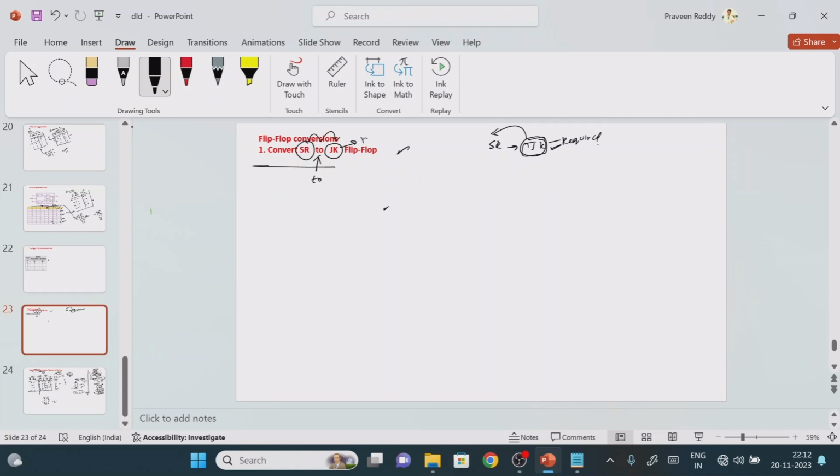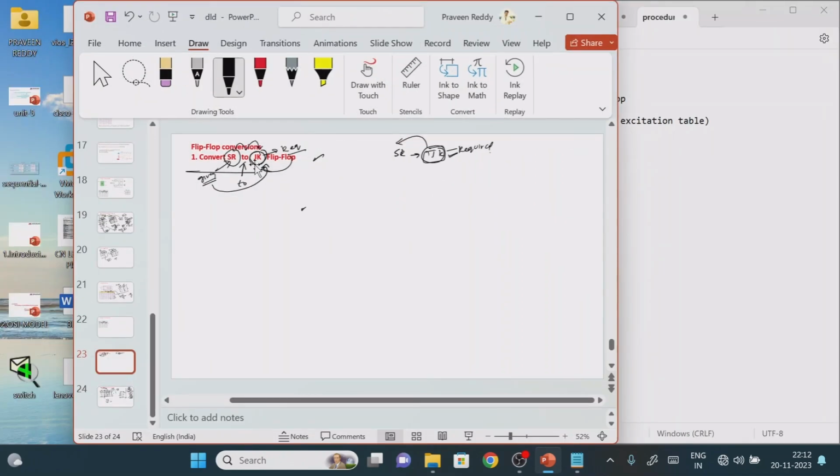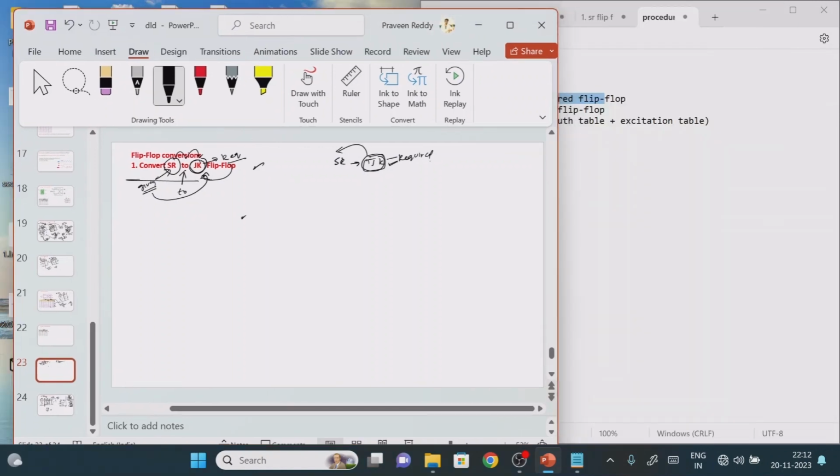What is the final requirement? My final requirement is the JK flip flop with the help of SR. So they have given the SR flip flop, and somehow we need to convert this SR flip flop into the JK flip flop. This is your requirement. Now what is the required flip flop here? JK flip flop is the requirement.